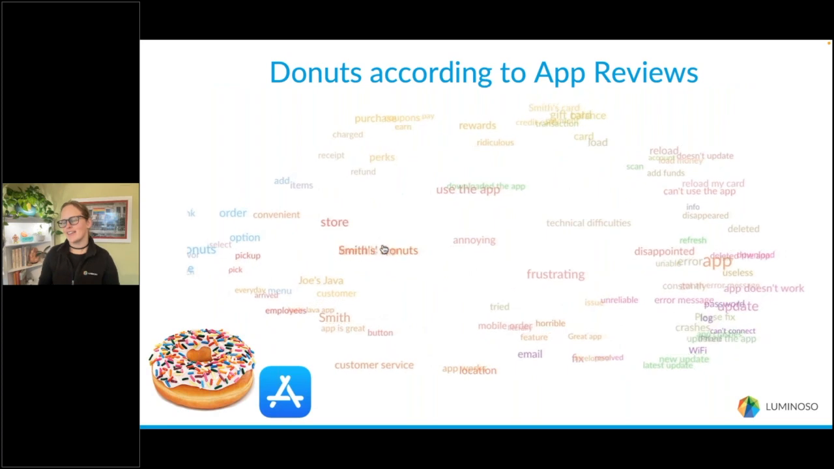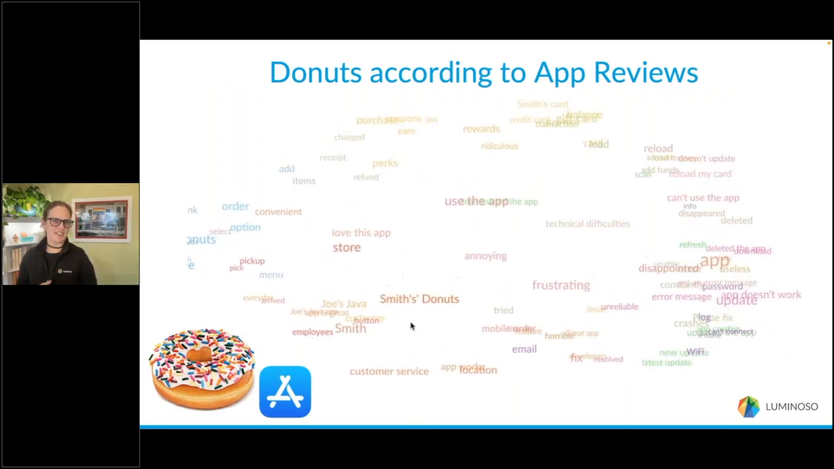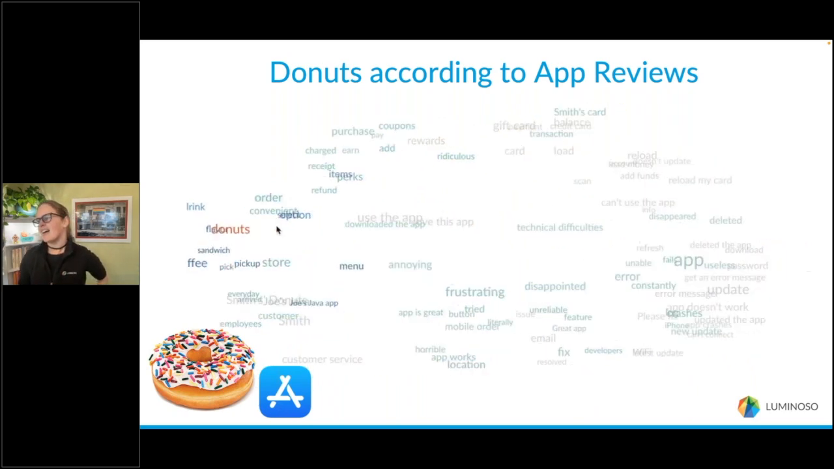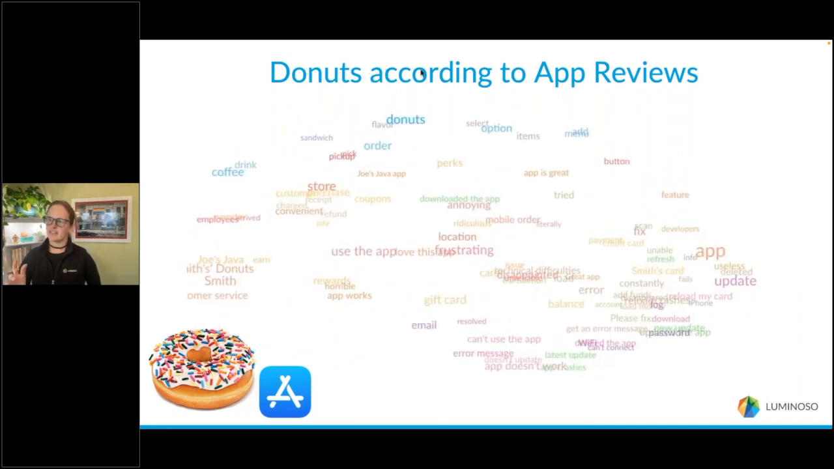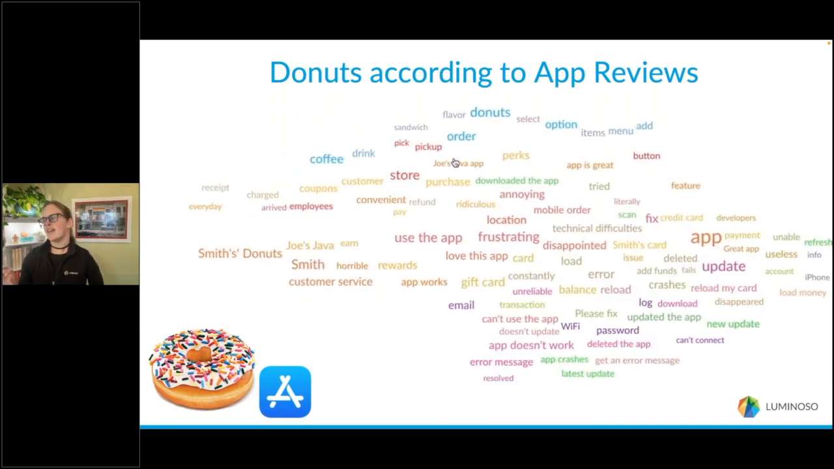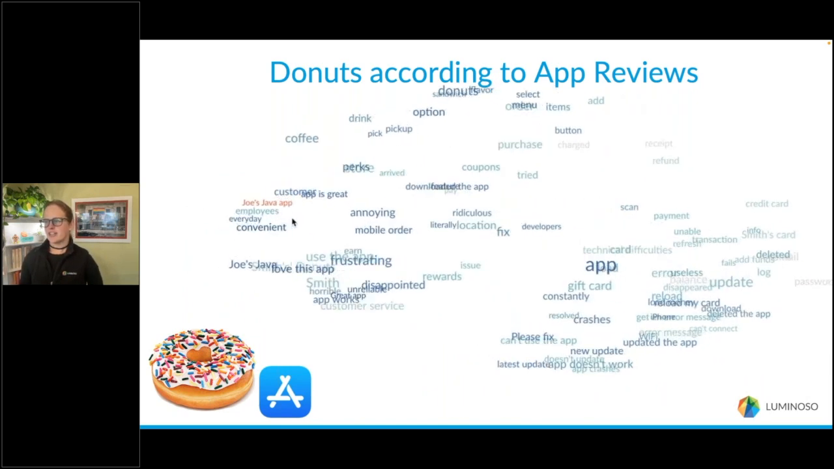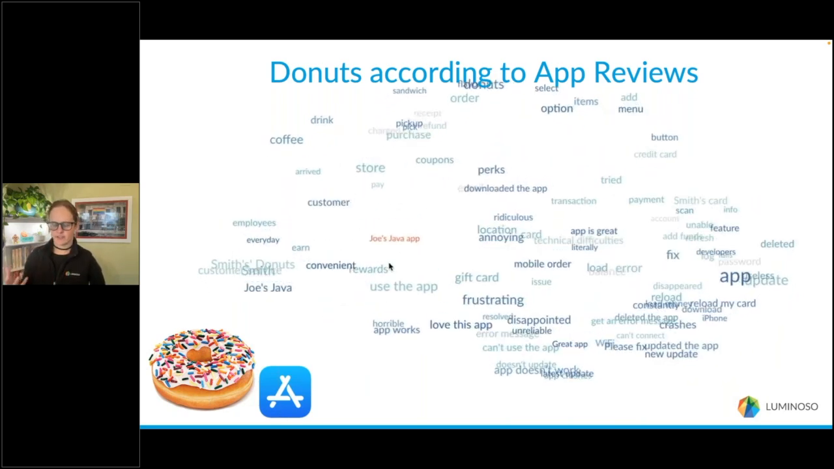This is our last one. This is an obfuscated donut/coffee app review data set. And we can see the different clusters that come out from here. So we can see donuts associated with coffee, with ordering. We can see the apps. We can see the emotions around it with the frustration or disappointing, ridiculous. We can see what is related to what from this view.